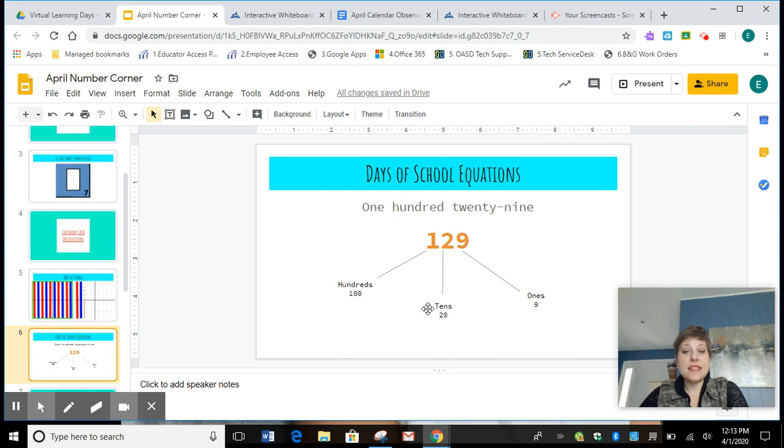My 2 is in the tens place, or the middle, and it's letting me know I have two groups of 10 or 20. My 9 is that back number or single digit. It stands for the ones, and I have 9 ones. If I put that all together, 100 plus 20 plus 9, it would equal 129.